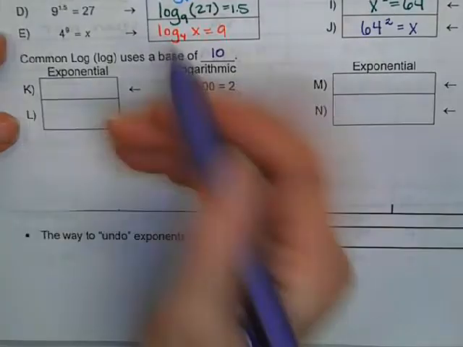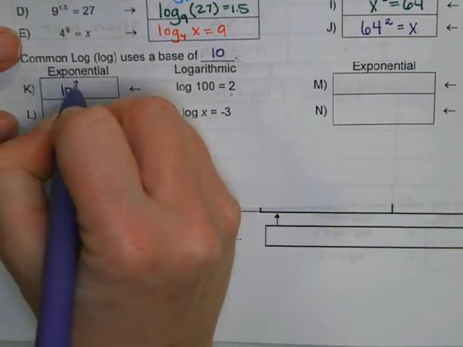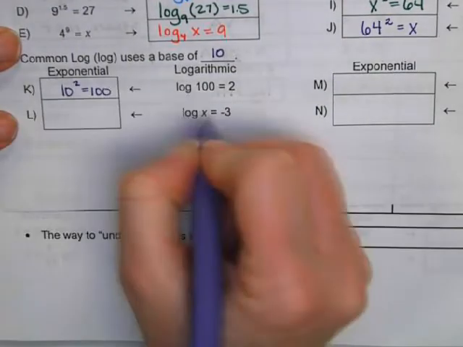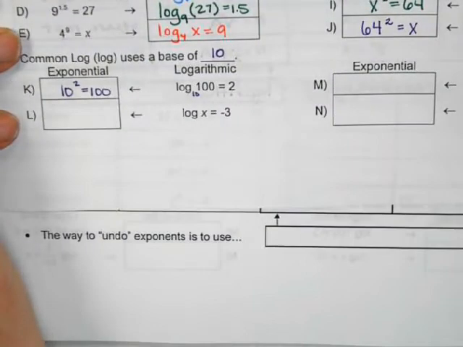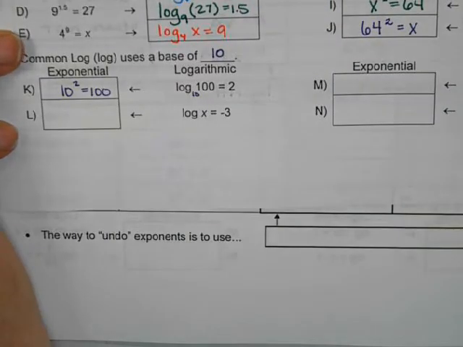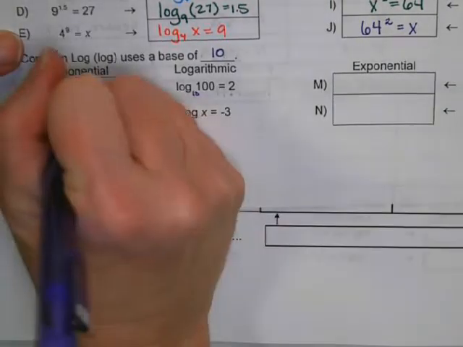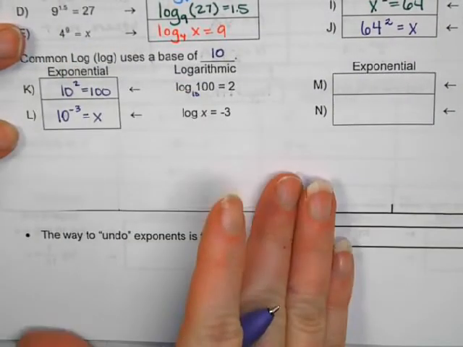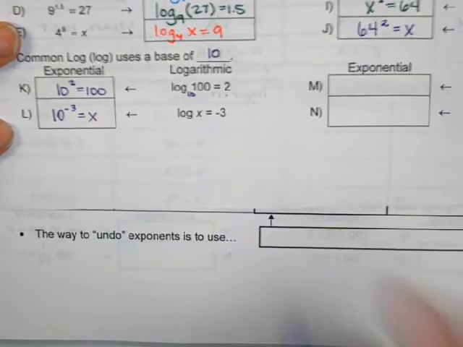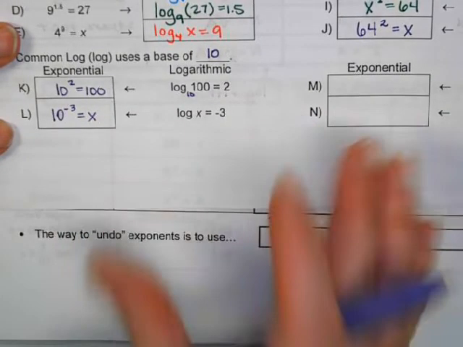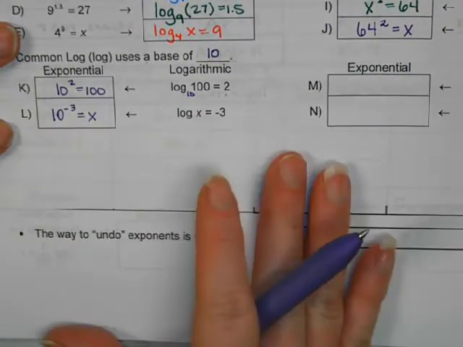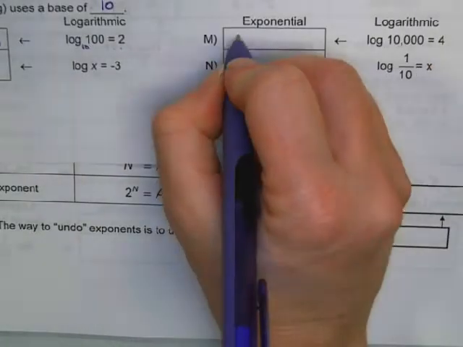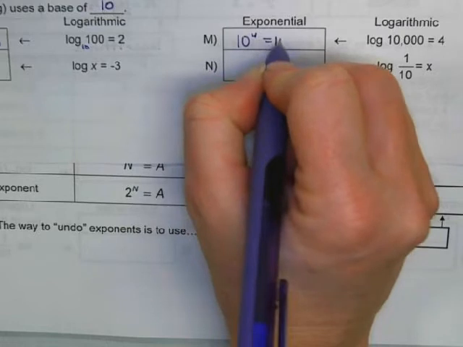So this is going to be 10 squared equals 100 because the base right here will be 10. So no matter what, if there's no base, it's always a 10? Yeah. Okay. So this one is 10 to the negative 3 equals x. It's 1,000, right? So that would be negative 1,000, right? Yeah, it would be 1 over 1,000, so it would be 0.001. And this one would be 10 to the 4th, 10,000.